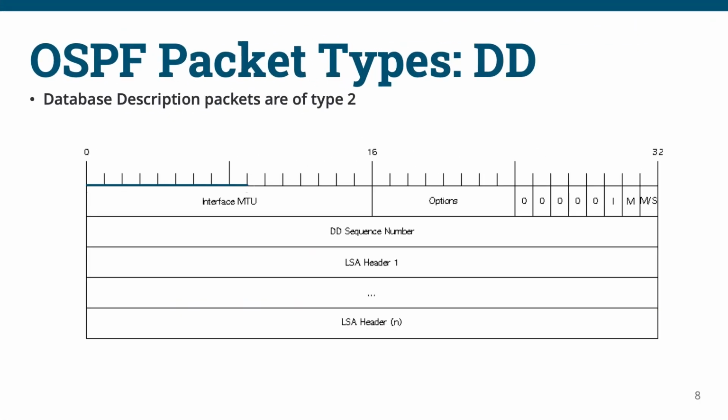As we see in the first 32 bits of the packet, after the OSPF header that's included with all packet types, we have the interface MTU, 8 bits for describing optional capabilities, and 3 flags. The interface MTU, or maximum transmission unit, is, of course, the maximum frame size that may be received by the advertising router on this interface. This MTU must match on both routers which are trying to form a neighbor relationship.